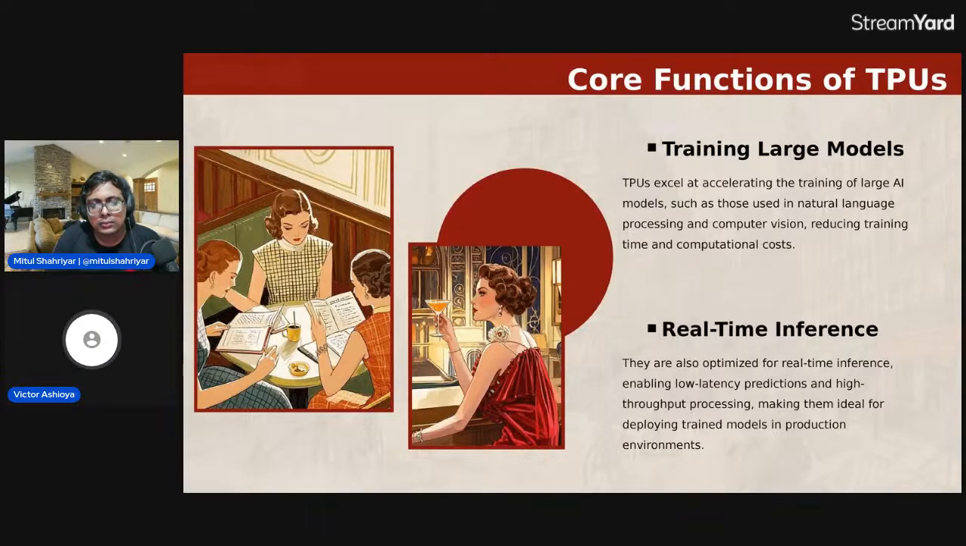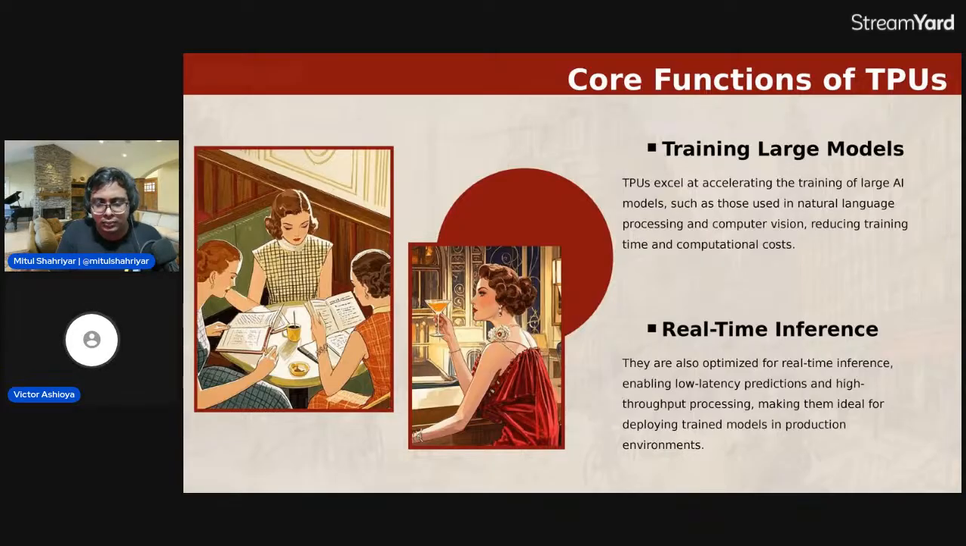Then we have real-time inference. There are also improvements for real-time inference that are super quick. Inference is just like when you hit enter at ChatGPT and you ask, how is the day? Then when you hit enter, what comes out, that's inference. That whole process is inference, right? Yeah, so they're optimized for real time, so it's super fast, enabling low latency predictions and high throughput processing.